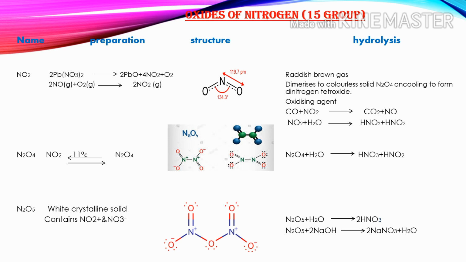See the structure of nitrogen pentaoxide. It contains NO2+ and NO3- ions, so it is called nitronium nitrate. It is a white crystalline solid. When it is heated, it decomposes into nitrogen tetroxide and oxygen.